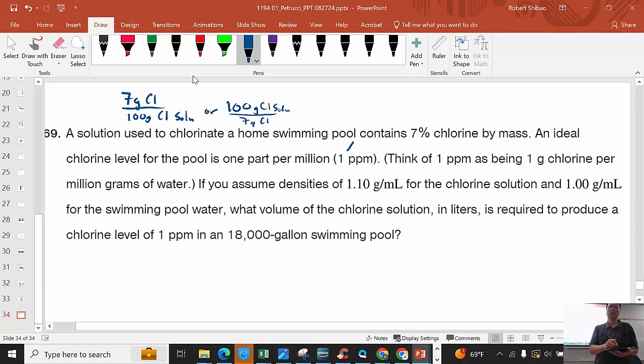Okay, what's the other step? Well, the ppm chlorine. So they give you a hint here. And so they tell you, think of ppm as 1 gram of pure chlorine per million grams of pool water.